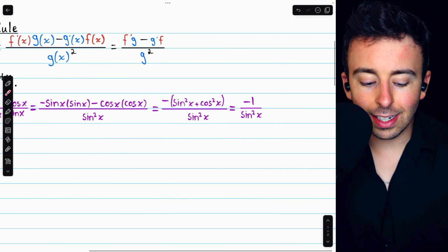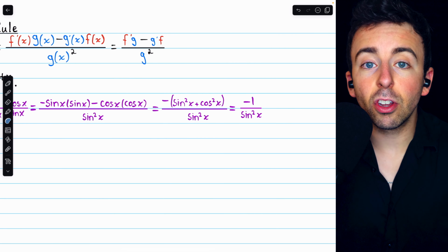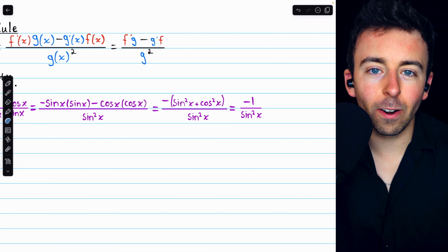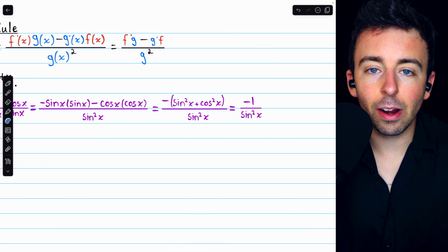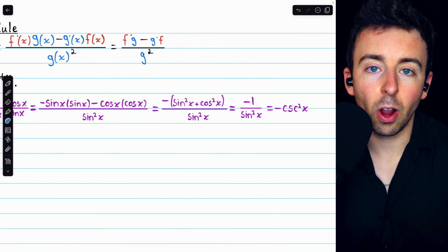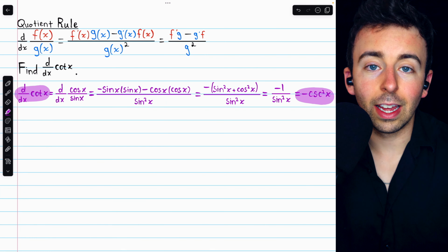One last trig identity you need to know is that 1 over sine x by definition is cosecant x. Hence, 1 over sine squared is cosecant squared, and negative 1 over sine squared is negative cosecant squared x. And that is the derivative of cotangent x.